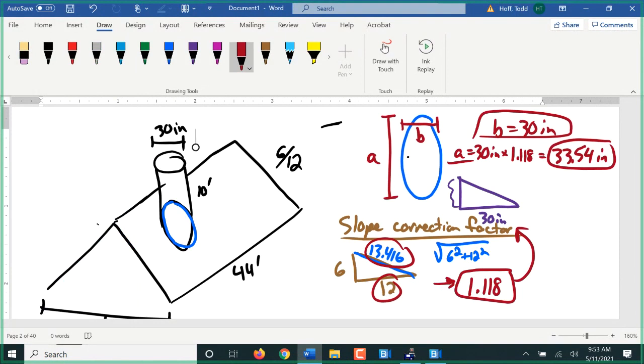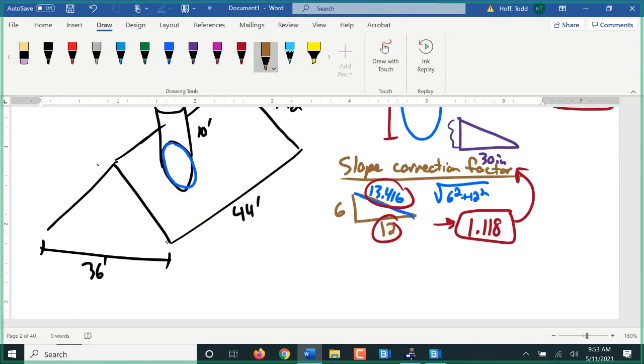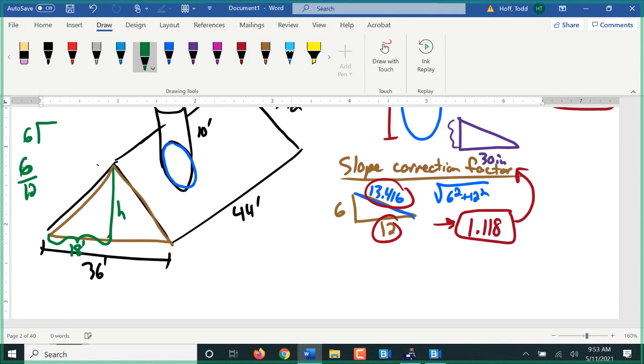Okay, then, let's take a look at what the area of this overall roof is. I'm going to look at this triangle here. That's 36, so half of it is going to be 18. I want to find that height on a 6/12 slope, so 6 over 12 equals h over 18. Cross multiply and divide gives us h is 9 feet. So then this slant here is the square root of 18 squared plus 9 squared.